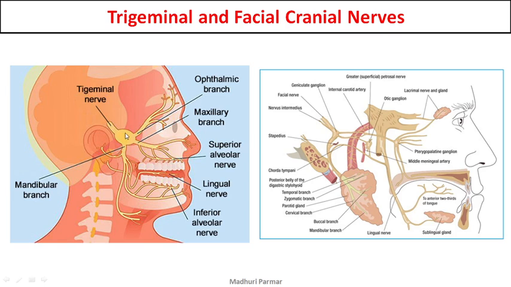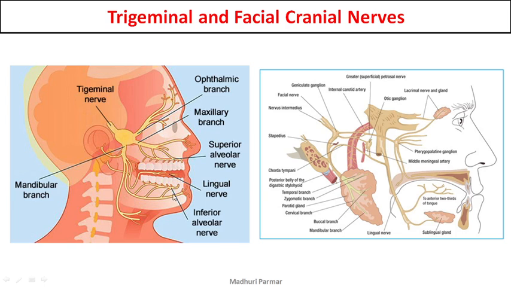Then you have the maxillary branch. Maxilla is your upper jaw, okay, so the maxillary branch is going to your upper jaw. And the mandibular branch is going to your mandible or lower jaw, okay, it is helping in chewing, it is helping in speaking. So this is why this nerve is important, okay.